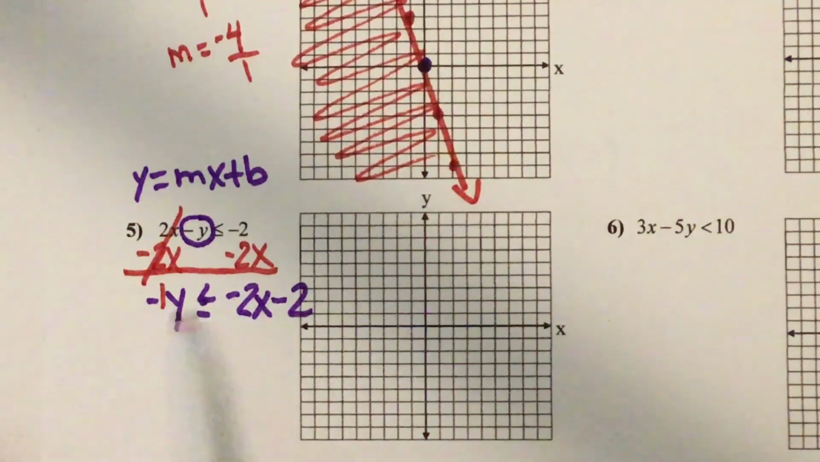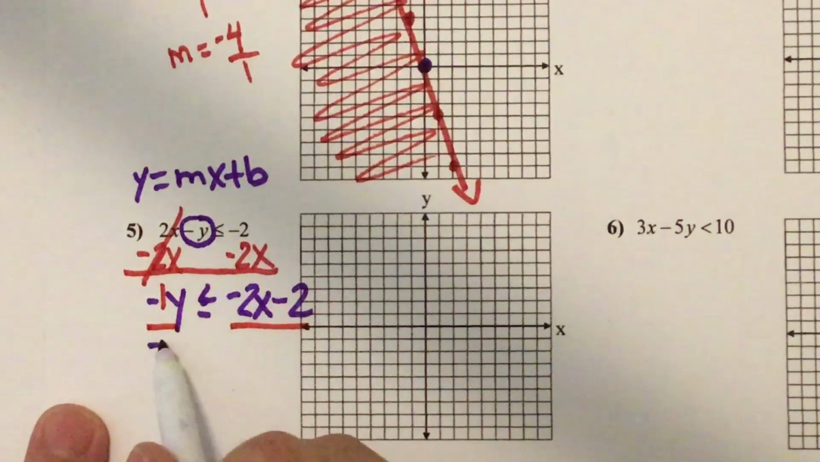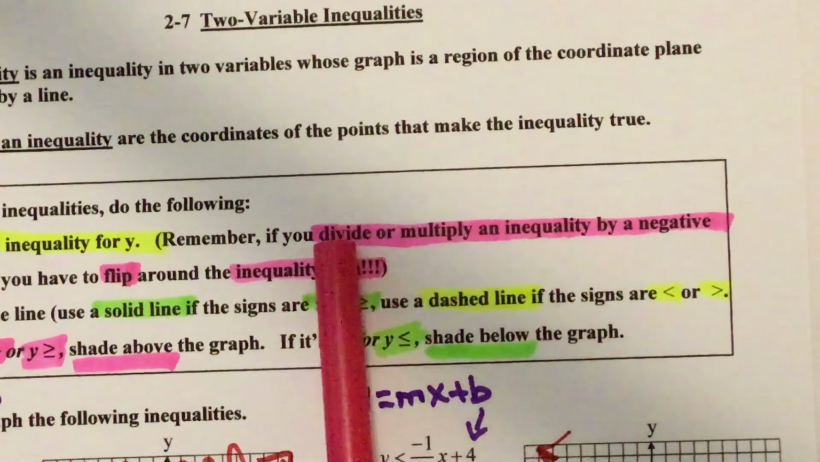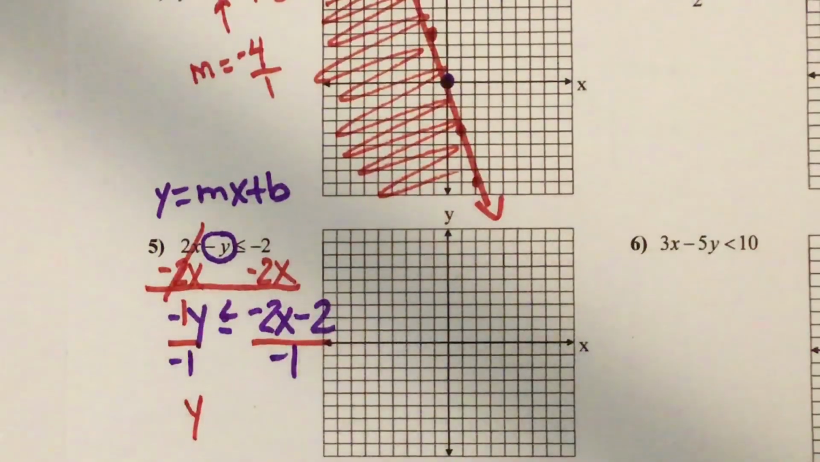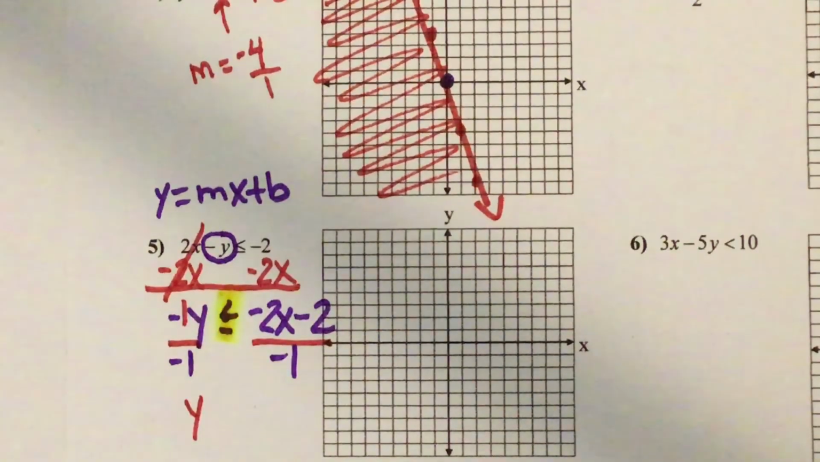So to undo multiplication, I divide. So I'm going to divide both sides by -1. So that way, -1 divided by -1 makes a positive 1. And if it's a positive 1, you don't have to write it. Uh-oh, I'm dividing by a negative. Remember, if you divide or multiply an inequality by a negative number, you flip your inequality sign. So I need to flip this inequality sign around. So flip it.